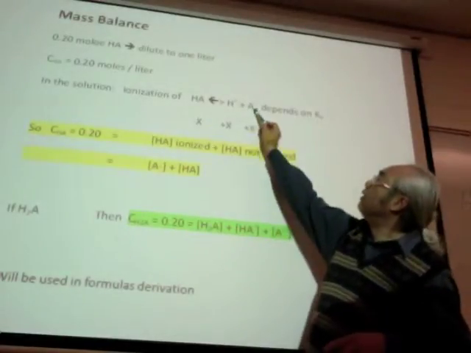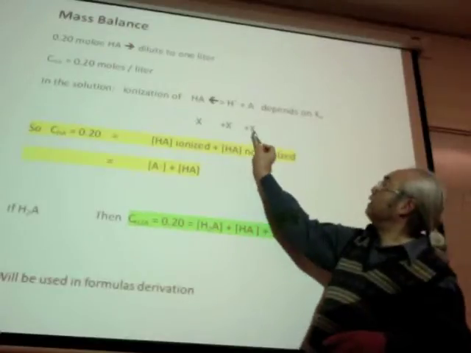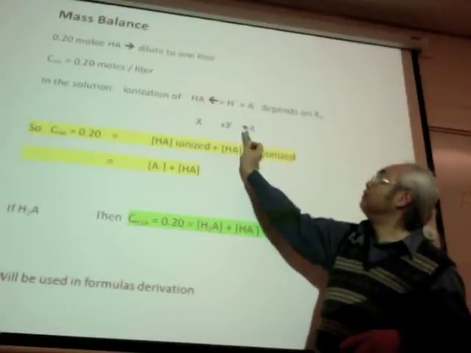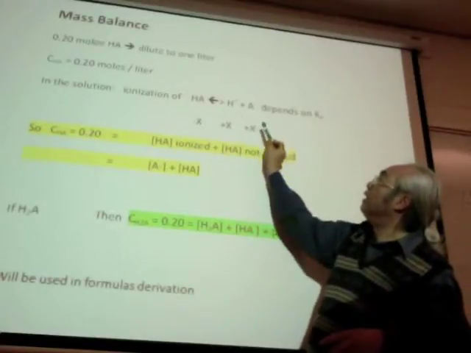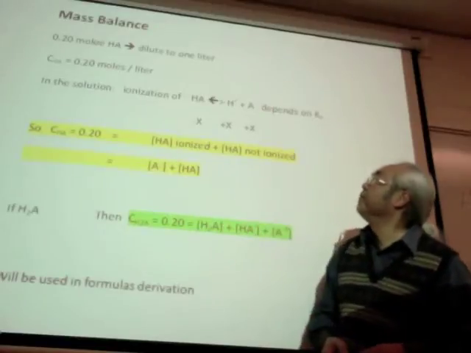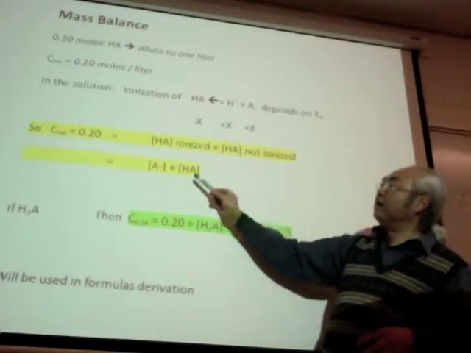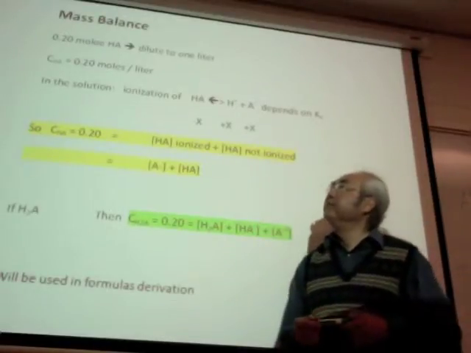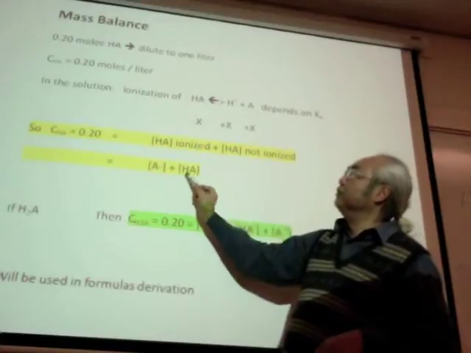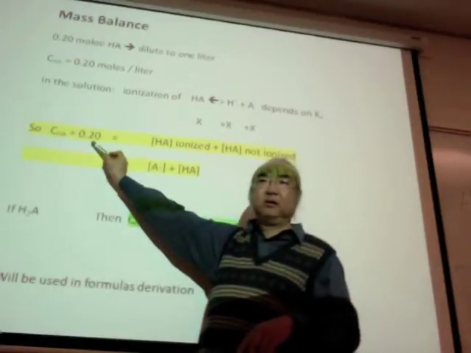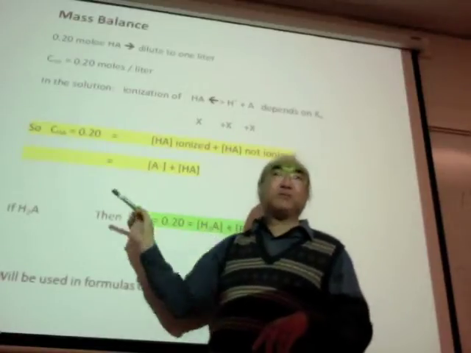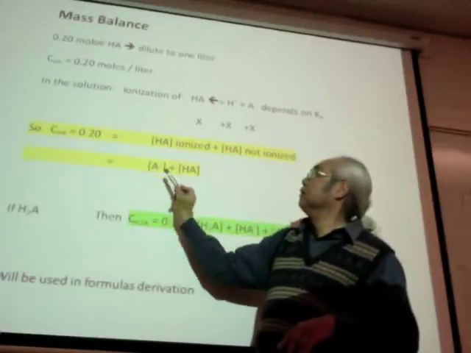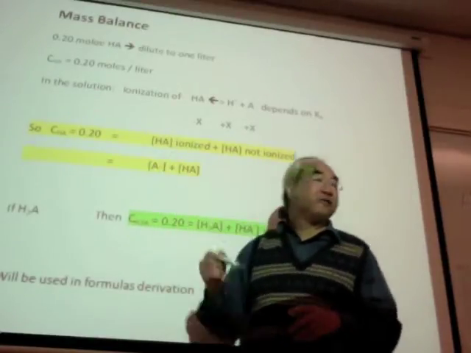So notice here, when this is ionized, you get numerically the same amount of A minus, right? X is equal to X. So this represents the quantity that ionized. Now for those that are not ionized, we keep the original formula as HA. So the sum of these 2 concentrations is equal to the total. And this is your mass balance, based on the mass quantity. So this is for the HA formula.